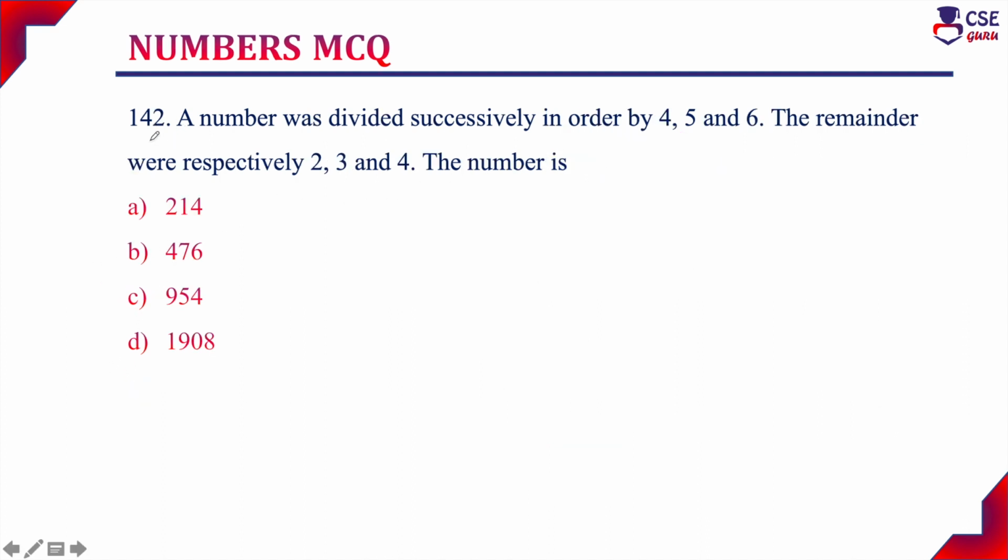Next, problem number 142. A number when divided successively in order by 4, 5 and 6, the remainders were respectively 2, 3 and 4. What is the number? Here we need to find the dividend only. So consider the number as x. When it is divided by 4, we will get a quotient that we don't know, so consider it as y, and we will get the first remainder as 2.